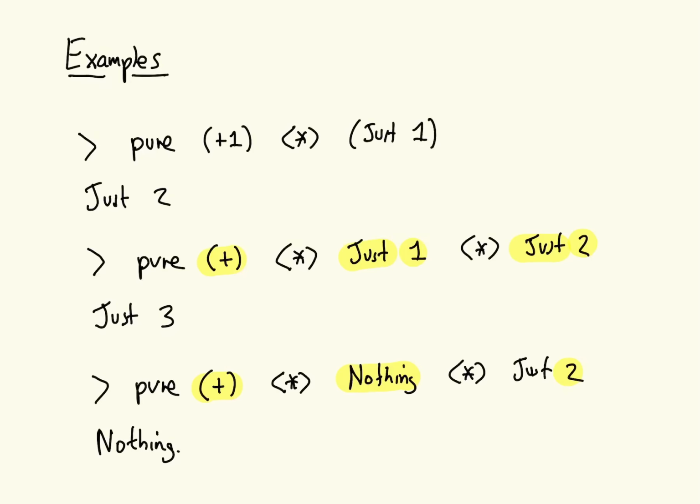And there's a couple of important points to make here. The first one is it's really good to try expanding out these examples to see how they work. So for example, you might want to take the first example here and just expand out the definition of pure, expand out the definition of the generalized star operator, and check for yourself how you actually get the result just 2.